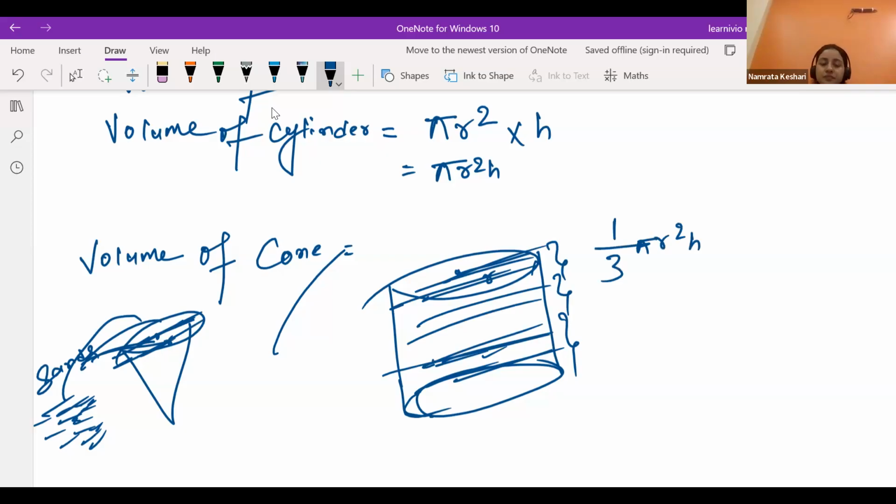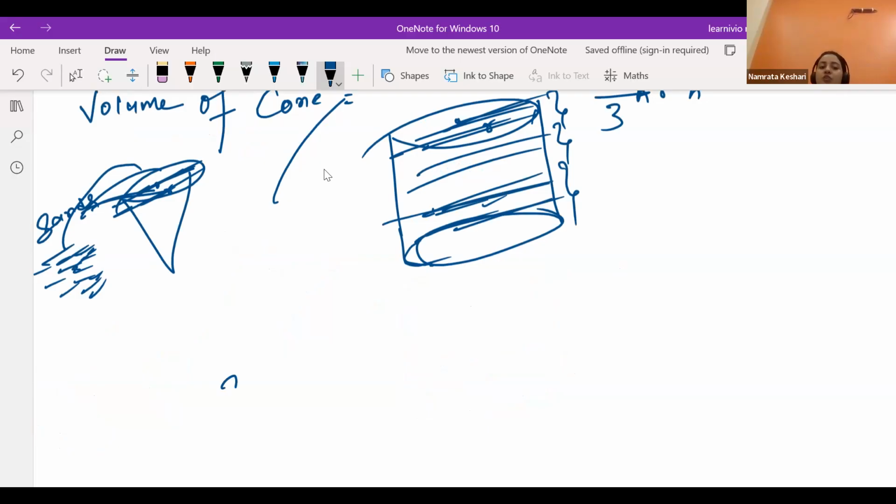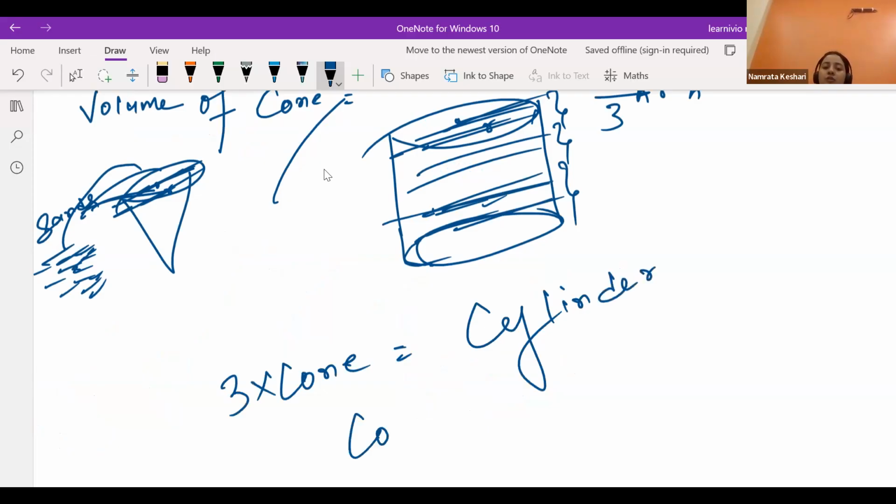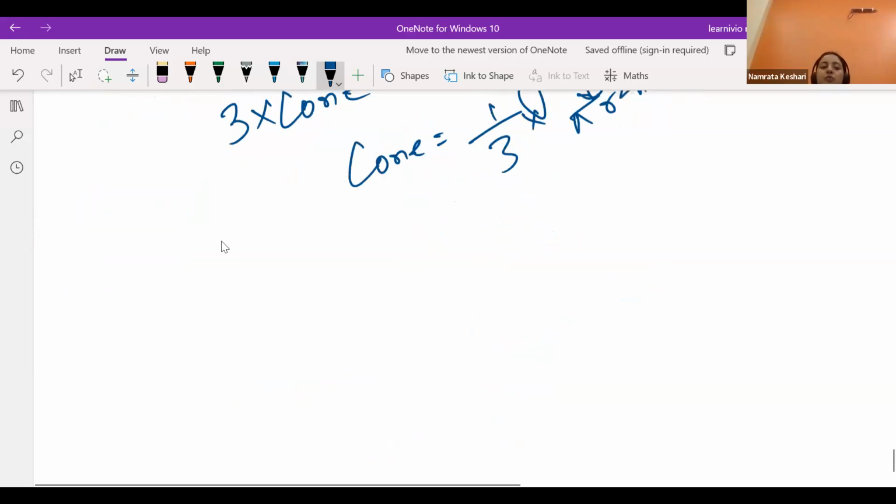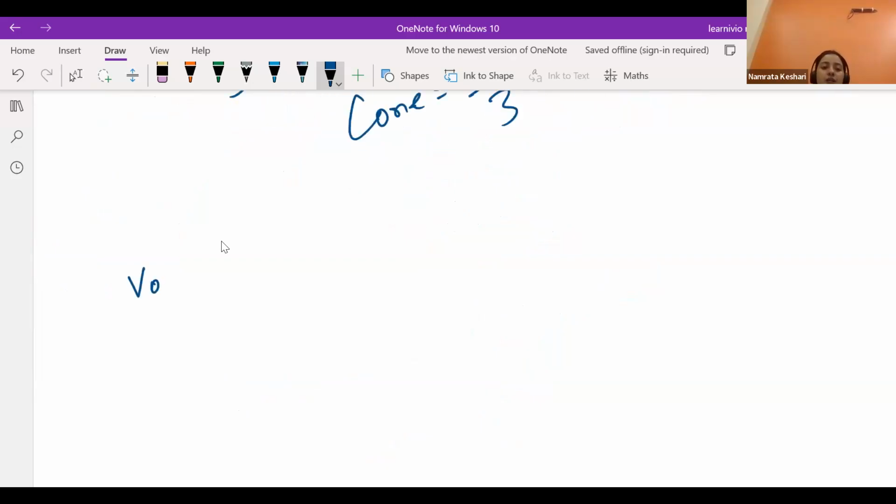Right? Yes, ma'am. Everyone getting me? Yes, miss. Three times we filled the cone, and then our cylinder got completely full. So will the formula for the volume of the cone be 1/3 into the cylinder formula? Yes. Okay, that's why the volume of cone is 1/3 pi r square h.